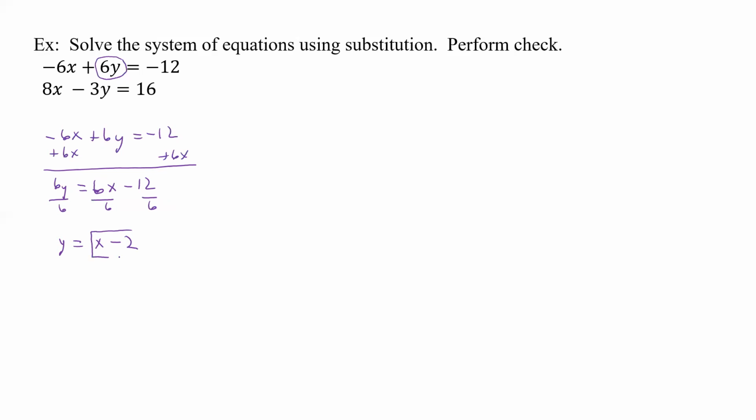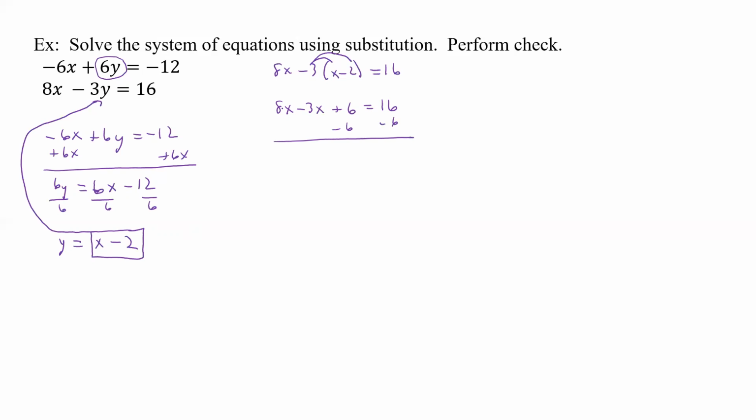Now I can take that and plug it into here. And if I do that, I have 8x minus 3 times x minus 2 equals 16. Don't forget to distribute, carry the negative, so we have 8x minus 3x, and then plus 6 equals 16. So we'll subtract 6. 8 minus 3 is 5x equals, and that's going to give me 10. Divide by 5, x is equal to 2.